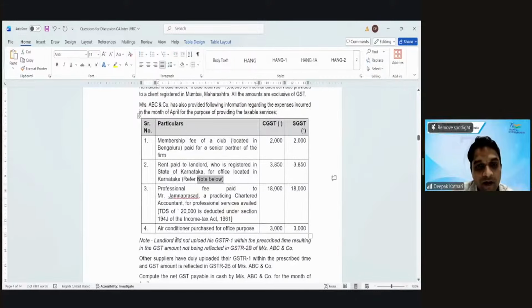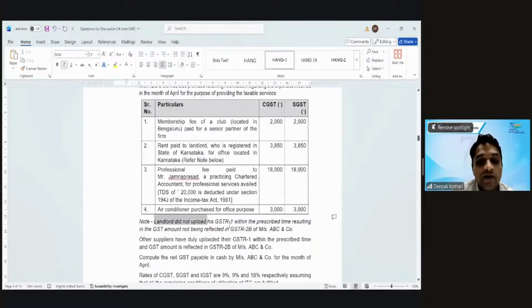Refer note below. The note says the landlord did not upload his GSTR1 within the prescribed time, resulting in the GST amount not reflecting in GSTR2B of Messrs. ABC and Co. Other suppliers have duly uploaded their GSTR1 within the prescribed time and the GST amount is reflected in the GSTR2B. So no claim for rent. Correct, Navneet?